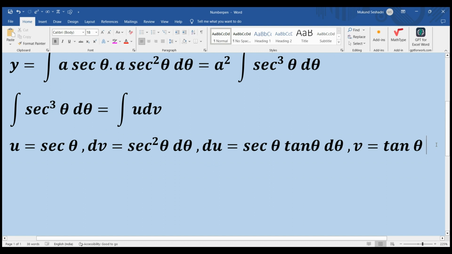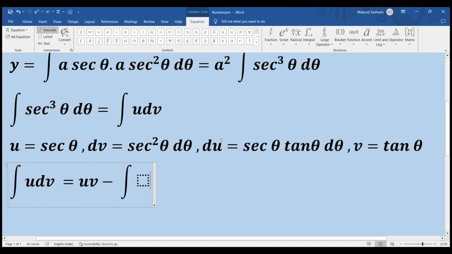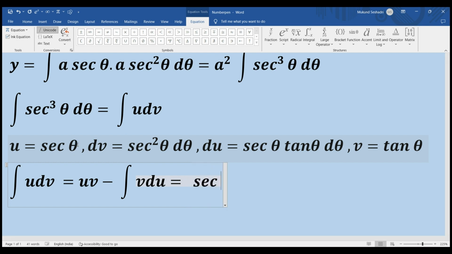So now I have my u, v, du, dv, right? So I'm going to use integration by parts to solve the remaining problem. I have integral of u dv equals uv minus integral of v du. So all that we'll have to do now is substitute for our u and v. We have our u, which is nothing but secant theta. We have our v, which is nothing but a tan theta. So the first part of that becomes secant theta tan theta, right? And then come to the second part.